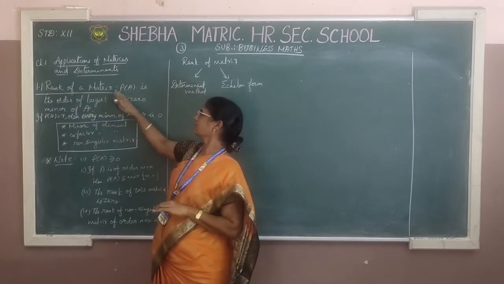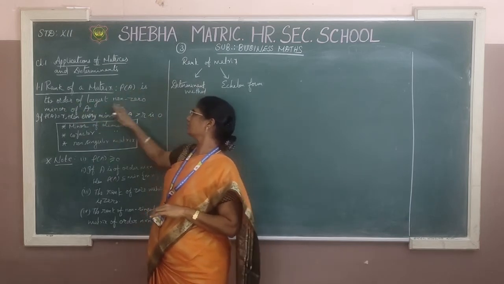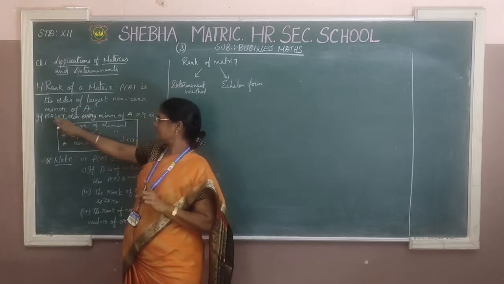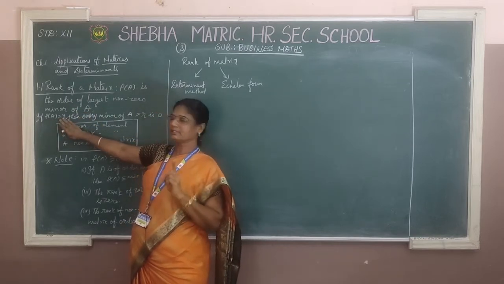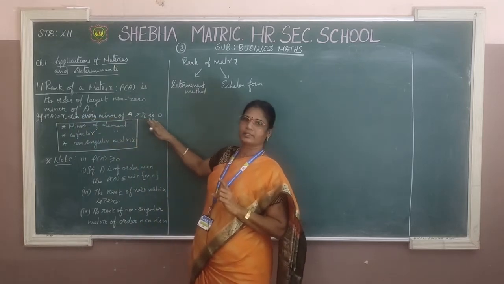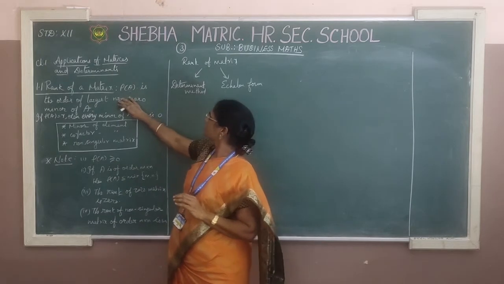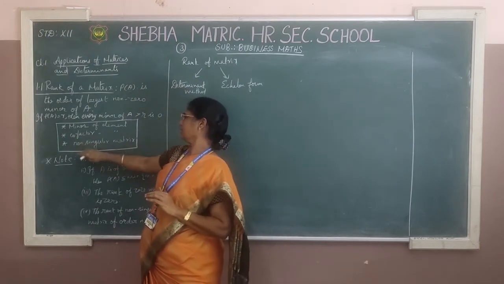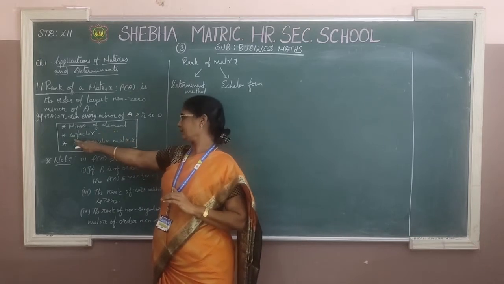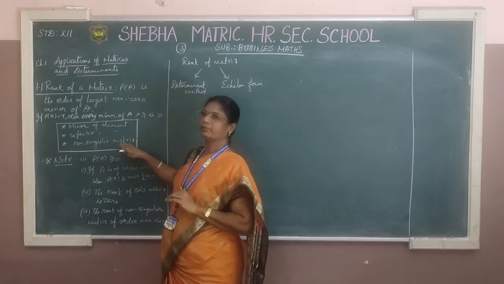So, rank of a matrix is denoted by rho of A and is the order of the largest non-zero minor of A. And if it is equal to r, that means the rank is equal to r, then every minor of A of order greater than r is 0. Before entering this, we should know three concepts. First one is minor of the element, second one cofactor of the element, and third one is non-singular matrix.